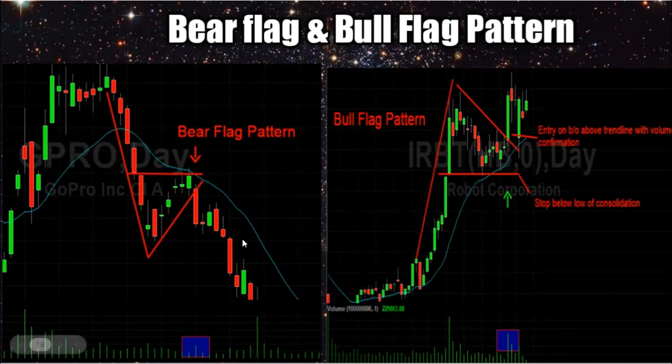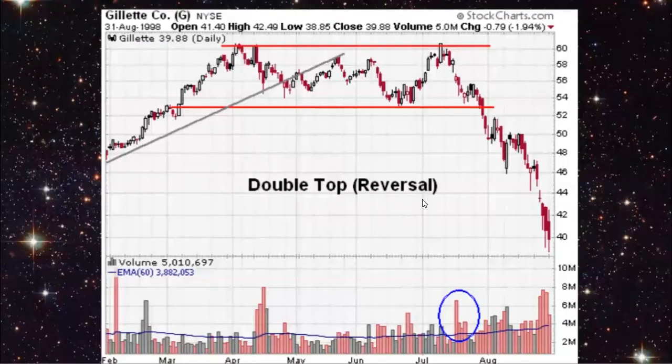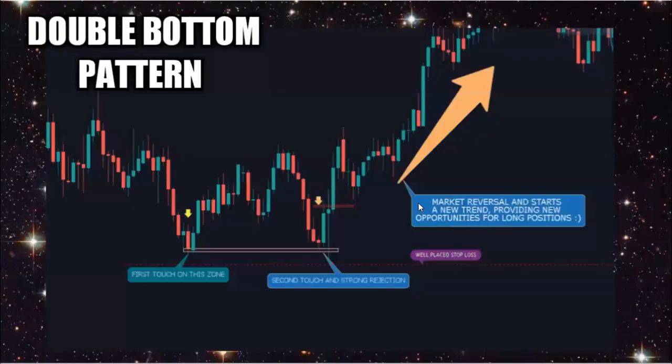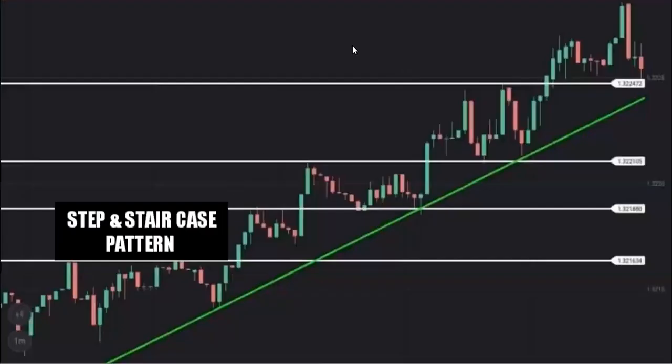If you guys want, you guys could look at this as well. But like I said, you only need 3 patterns, right? I use double top, double bottom. You'll pretty much see these every day. And then you have a step and staircase, right?